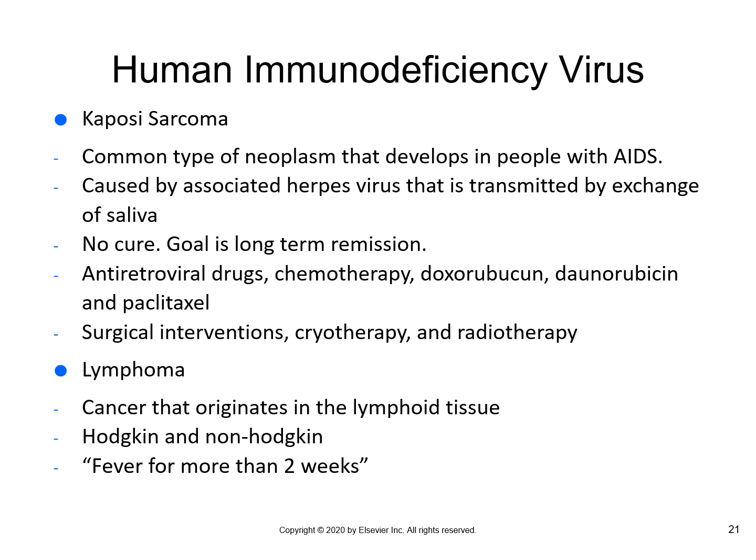Kaposi sarcoma is a common type of neoplasm that develops in people with AIDS. This is caused by an associated herpes virus that is transmitted by exchange of saliva. There is no cure. The goal is long-term remission, or we can give antiretroviral drugs, chemotherapy, doxorubicin, daunorubicin, and paclitaxel. Or we could do some surgical interventions, cryotherapy, and radiotherapy.